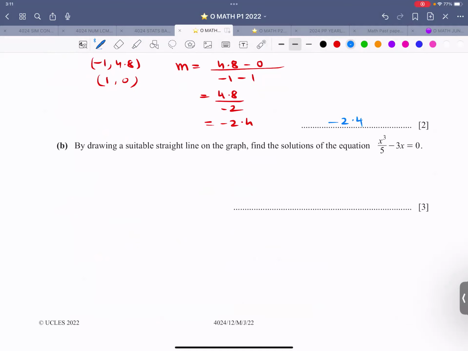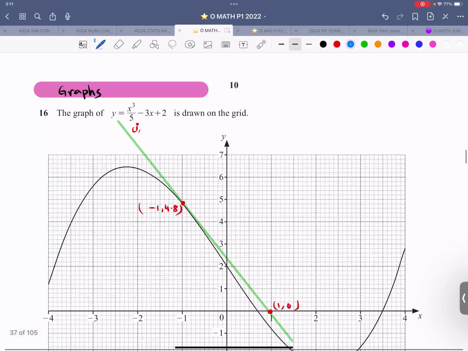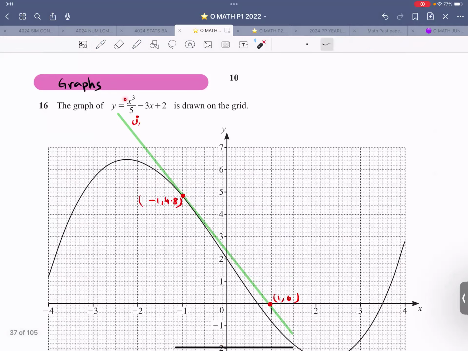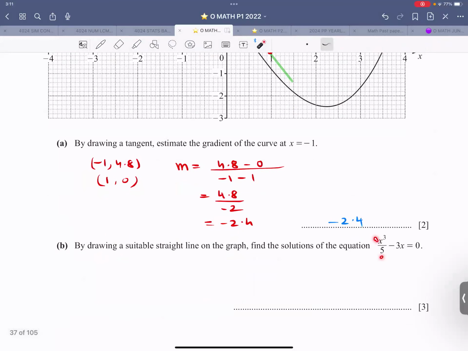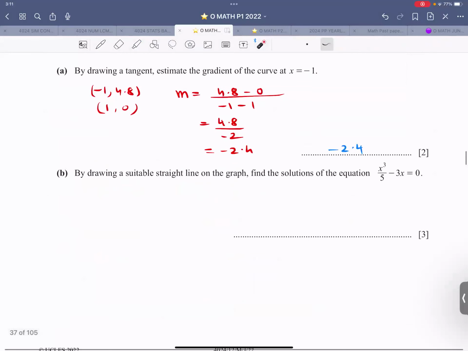By drawing a suitable straight line on the graph, find the solution of this equation. Now the equation is x cubed over 5 minus 3x plus 2. X cubed over 5 minus 3x. The plus 2 is missing.